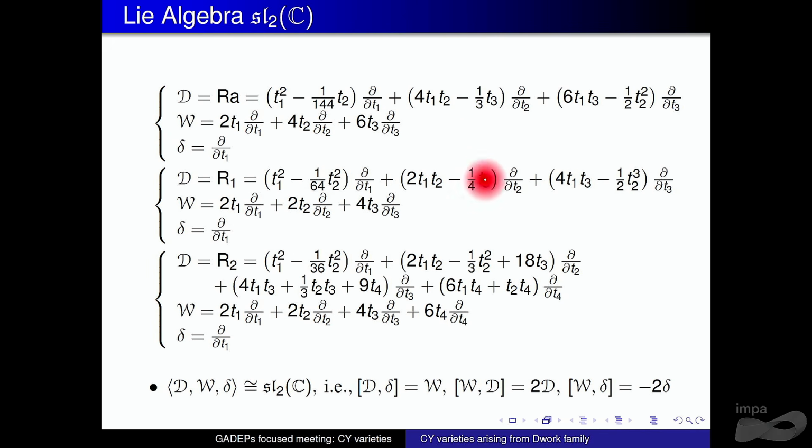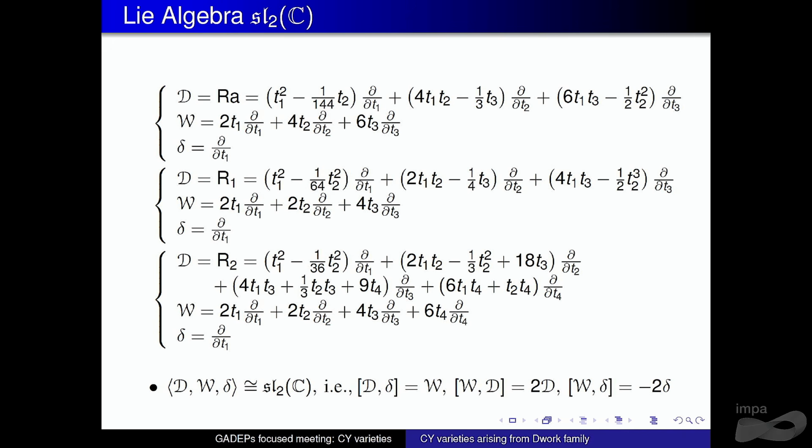Here is 6, here is 4, here also is 4. So T1 has weight 2, but the derivation has weight 4. T2 has weight 2, the derivation has weight 4. So all these derivations increase the weight by 2. In other words, the derivation is of degree 2.